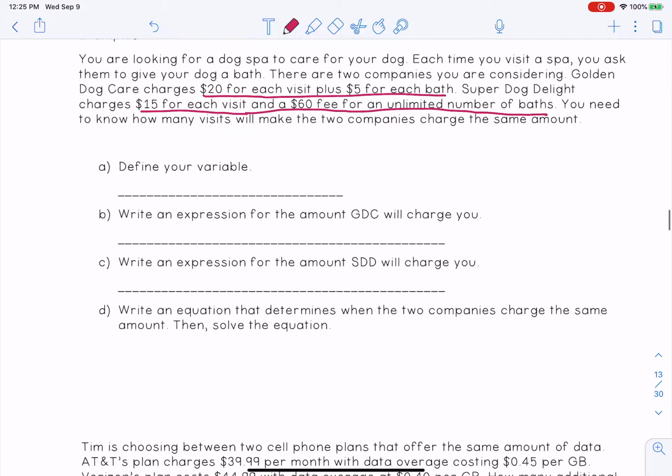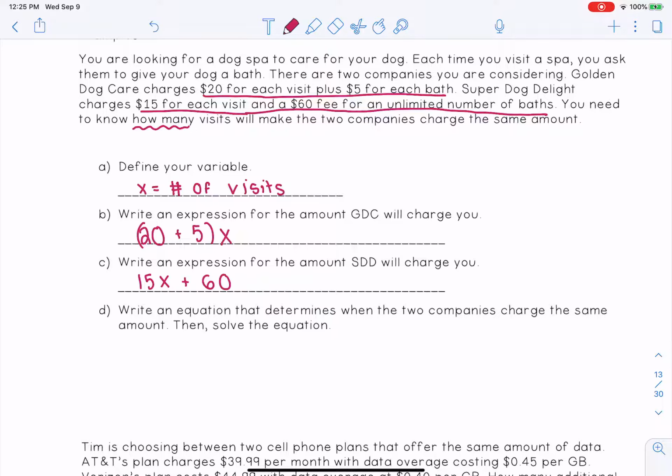Let's define our variables. They're asking how many visits, so that's what our variable is going to be: number of visits. All right, let's start with Golden Dog Care. $20 for each visit, plus $5 for each bath. So if we're visiting and we're getting a bath, that's going to be 20 plus 5 per visit. Now, the amount that Super Dog Delight charges is $15 for each visit, 15x, plus a $60 fee.